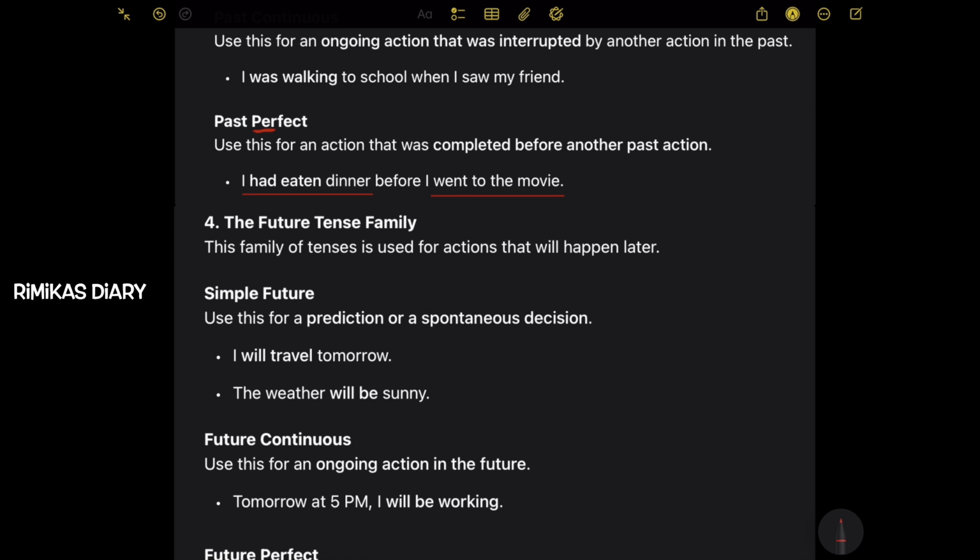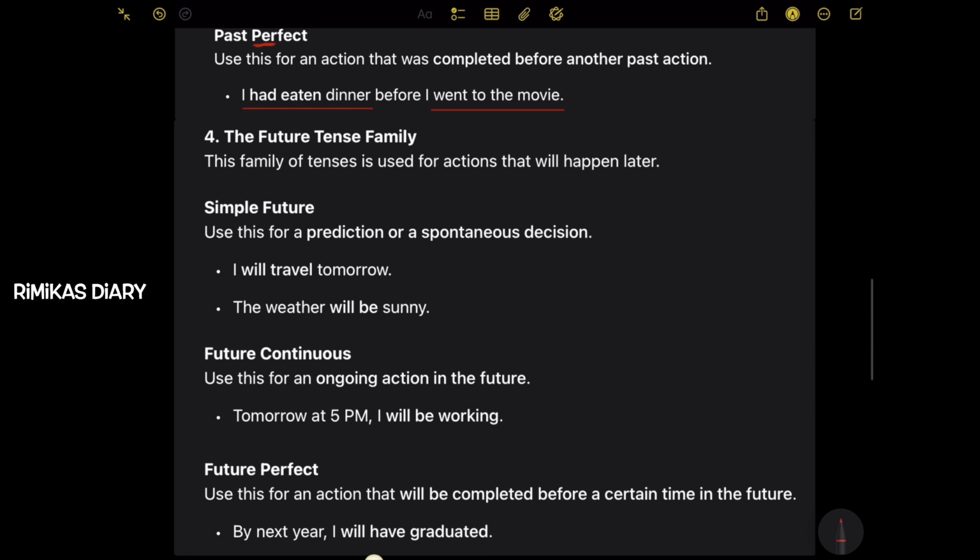The future tense family. This family of tenses is used for actions that will happen later. Simple future is used for a prediction or a spontaneous decision. I will travel tomorrow. The weather will be sunny. We don't know for sure, but we're just saying it's going to happen.